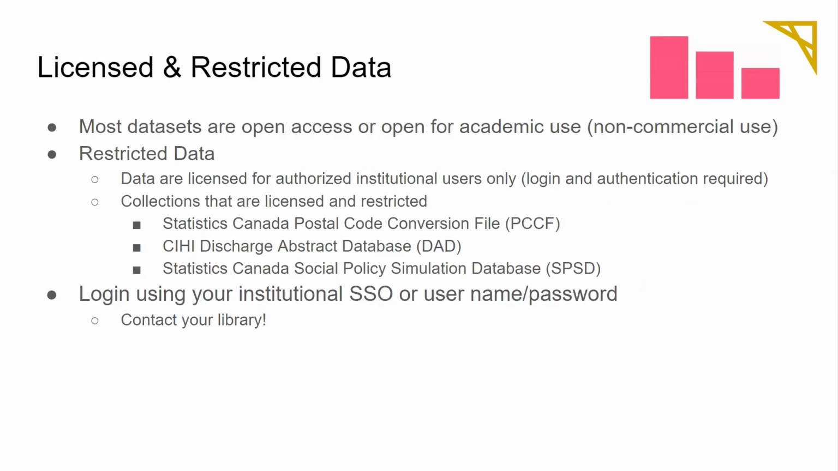We also provide access to licensed and restricted data. Most of the data sets in our repository are open access or open for academic use, non-commercial use, but there are some restricted data sets, including data that are licensed for authorized institutional users only. You must log in to access these. This includes data such as Statistics Canada postal code conversion file, the Canadian Institute for Health Information's discharge abstract database sample, and others. And so in order to access these, you must log in with your institution, and I'll show you what that looks like.